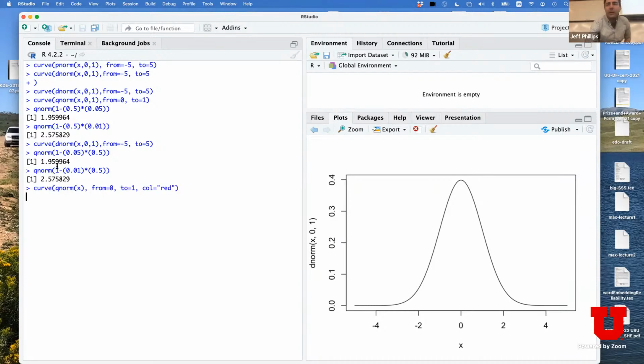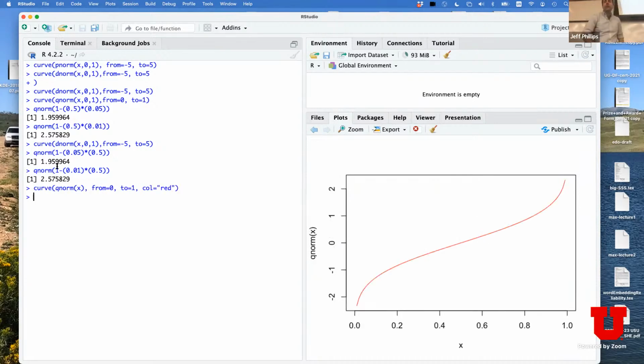Here's a plot of this. So like a CDF, right? I want to pick out a value where 97.5% of the mass is less than it.